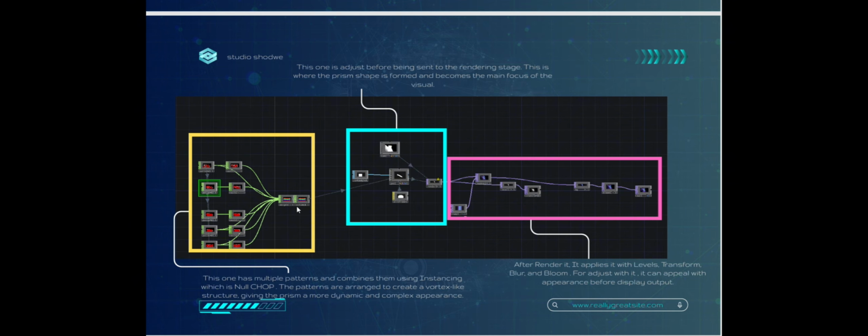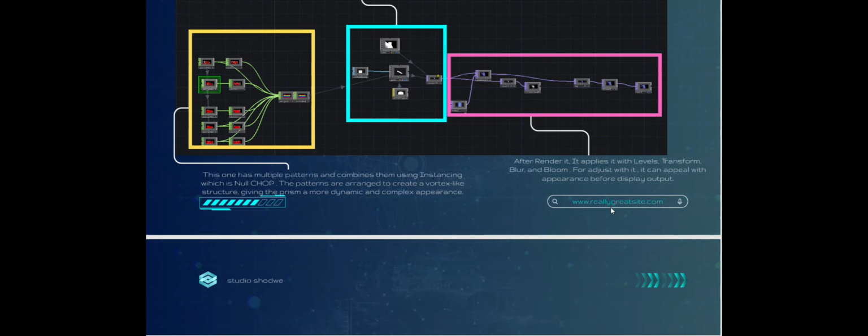Behind it, there are multiple patterns combined using instancing, which is a null CHOP. Patterns are arranged to create a vortex-like structure, giving the prism a more dynamic and complex appearance. Lastly, after rendering, it applies levels, transform, blur, and bloom, for adjusting the appearance of the output. First, put in the box and then the geometry here, and then adjust the speed, or maybe the camera or a pattern, and then combine all of them after the render and apply a decoration here.